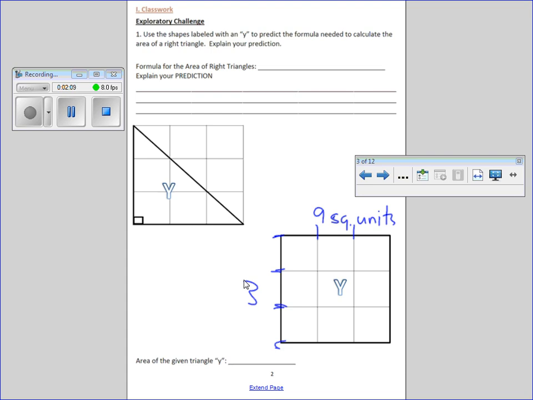The next thing is they've taken the same space and divided it in half by drawing a diagonal line from the upper left to the lower right. And they're going to ask us, what's the area of this right triangle being created? What can we do to figure it out, even before knowing the formula?